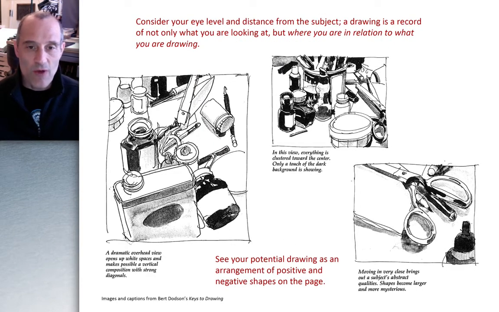Here's a couple other arrangements of those same things. It says, consider your eye level and distance from the subject. A drawing is a record of not only what you're looking at, but where you are in relation to what you're drawing. So it gives us a sense of perspective, in other words, where the artist is. If you take a look at the example on the left, you can see his dramatic overhead view, which creates more negative spaces. And then as he moves into the next example on the top right, it says everything is clustered towards the center in this arrangement, and only a touch of the dark background is showing.